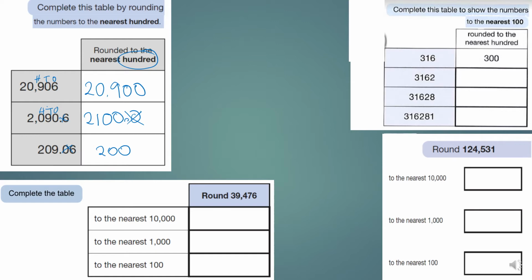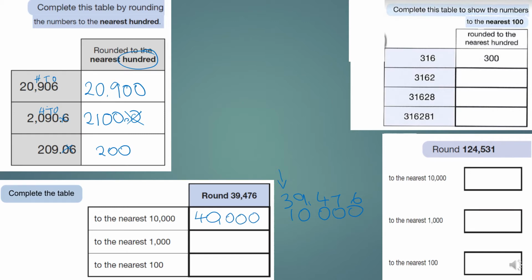So complete the table. Round 39,476 to 10,000, 1,000 and 100. So if I write it out on the side so I've got a little bit more room, I will put in the numbers above to make it easier for me. So round to the nearest 10,000, so I'm looking at the 10,000s, which is here. So I have 39,476. So I'm looking at my 3 and my 9, so that's going to round up because it's 9. So the 39 is going to round to 40. And we fill in these numbers with zeros.